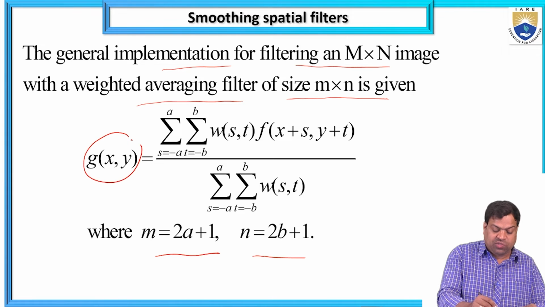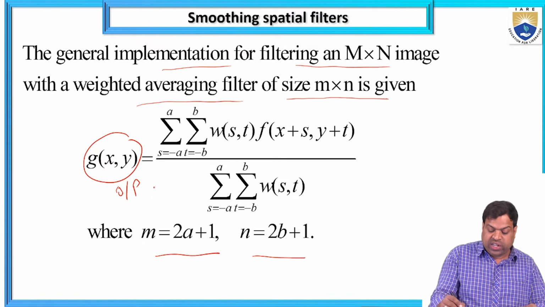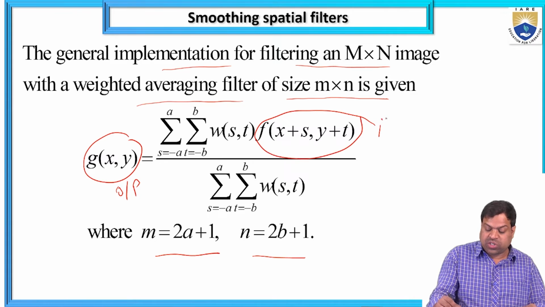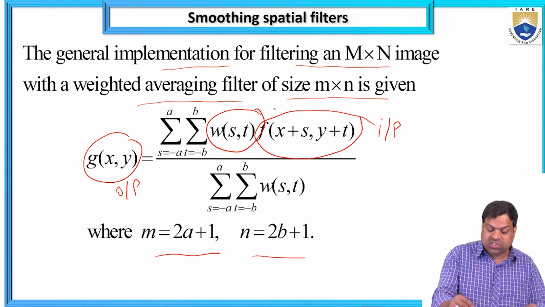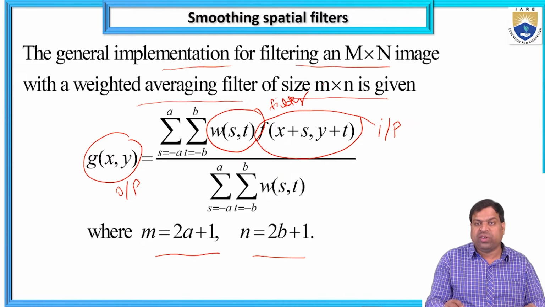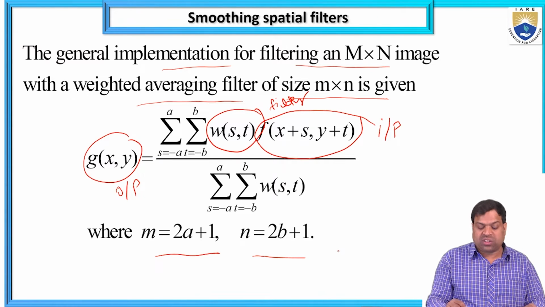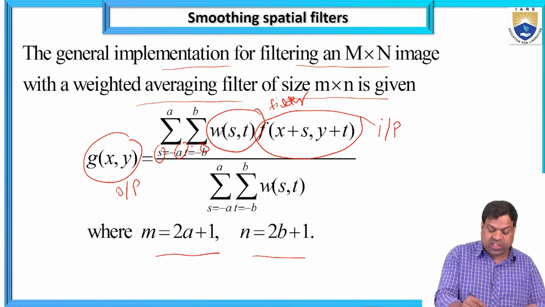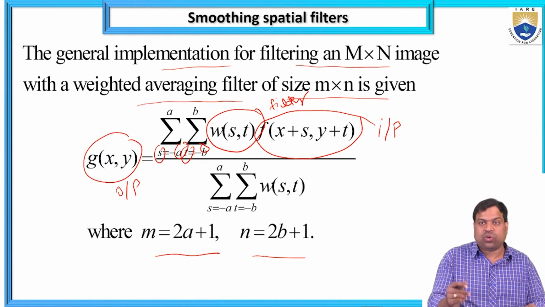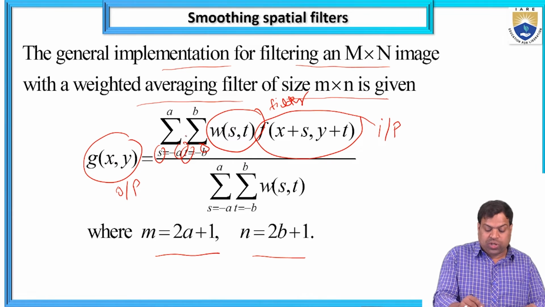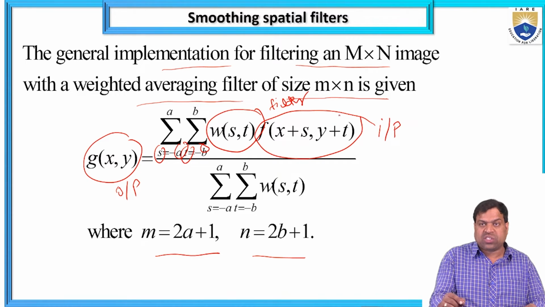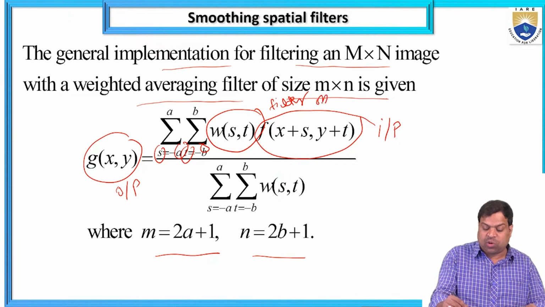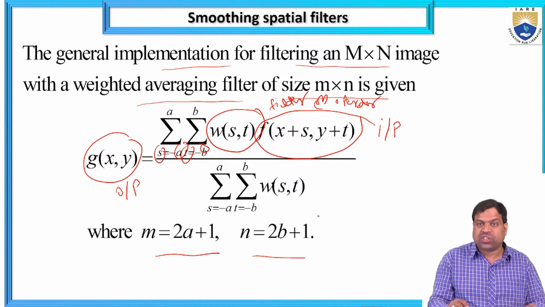So already we know that g of x comma y is the output function and f of x comma y is the input. So w of s comma t is some filter or operator. Here w of s comma t is a filter function, and a comma b are the limits. Okay, s and t are the x-axis and y-axis coordinates. So here the output depends on the type of filter, the operator you are using, with the input function. So m equals 2a plus 1, n equals 2b plus 1.